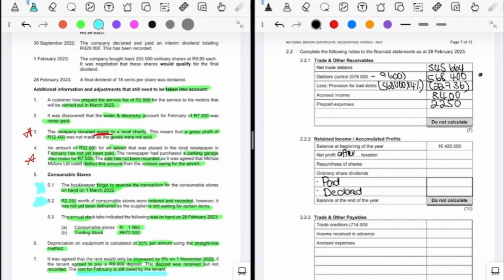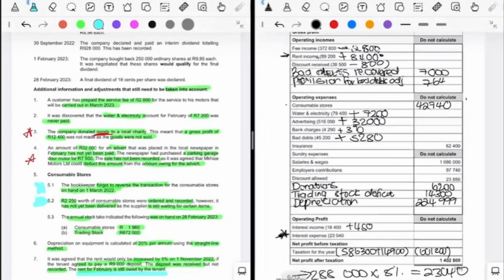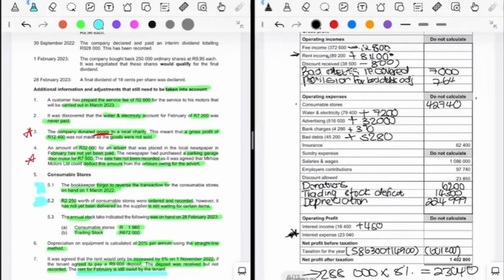Now let's get into the information given. In your previous question, when you were doing the SCI, you would have been given net profit after tax as 1,402,800. You take it as it is and you transfer it to that note.